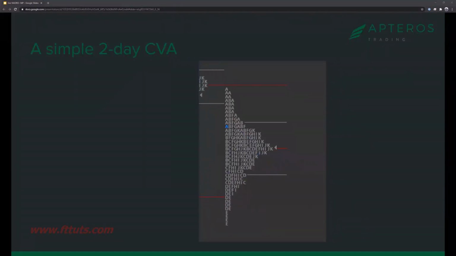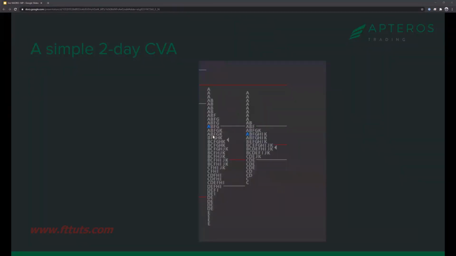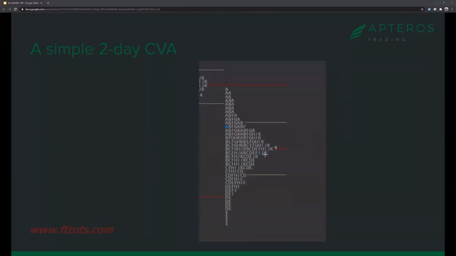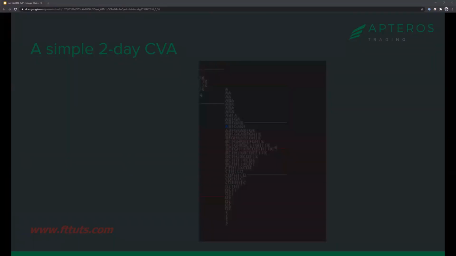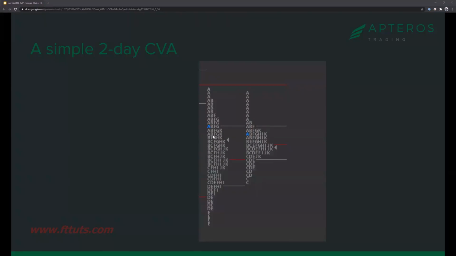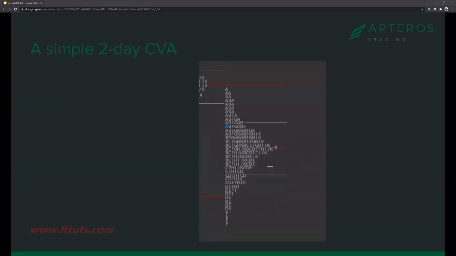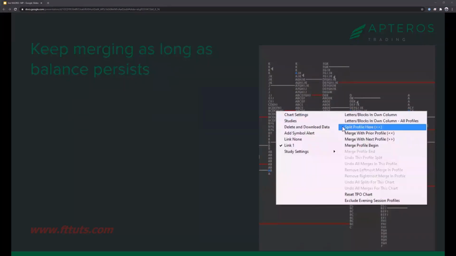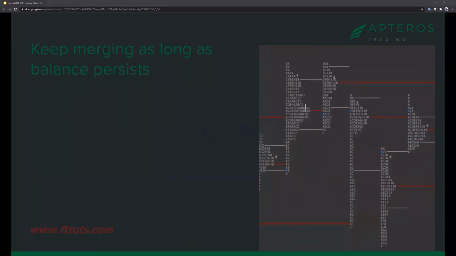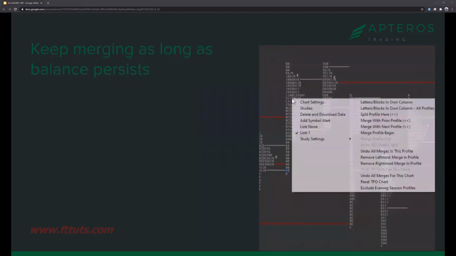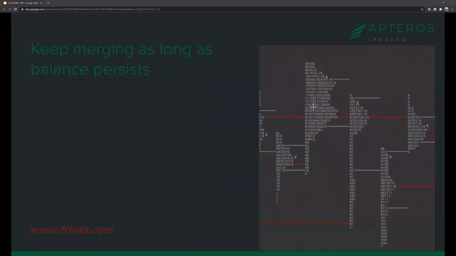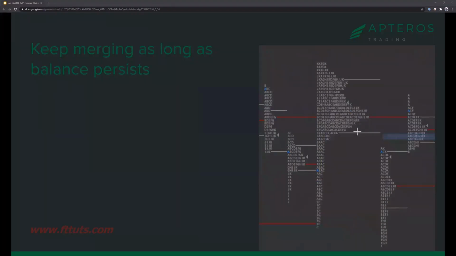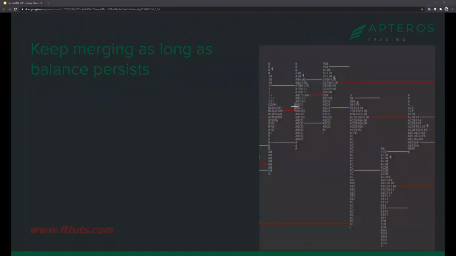Simple 2-day CVA. Look at these days, how their value was 100% overlapping. They each had decent balance areas. They go together. There's no question. It's a 2-day CVA. Keep merging as long as balance persists. So I've got these first 2 days. Okay. Well, look at day 3. It's merging. It's balancing still within the first 2 days. Hey, look at day 4. Its main balance area is still within the CVA. And then the next day was totally away from it.